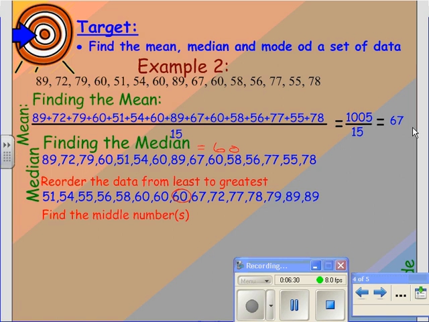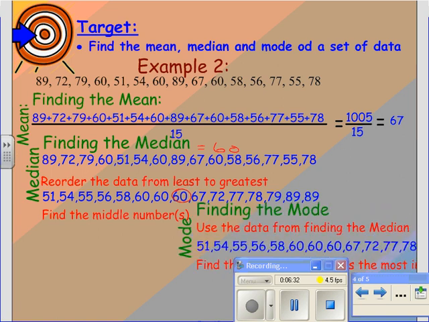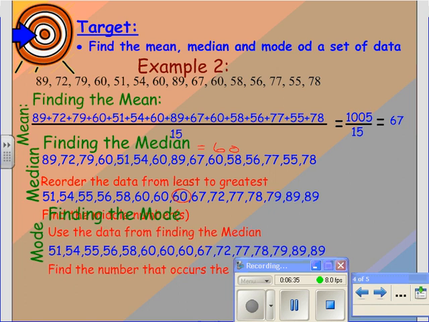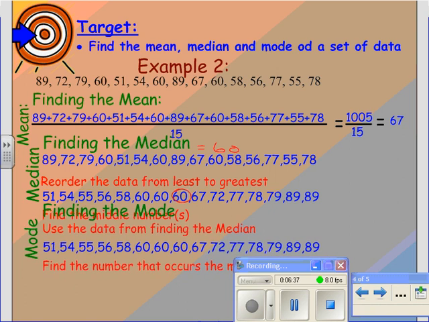And then the last thing, if we pick our mode, what number occurs the most? 60 occurs twice, and I think that's the only number. Oh, we have 89 that occurs twice as well. And, oh, 60 occurs 3 times. I only had it once here. So we got 3 times. So 60 would be my mode.